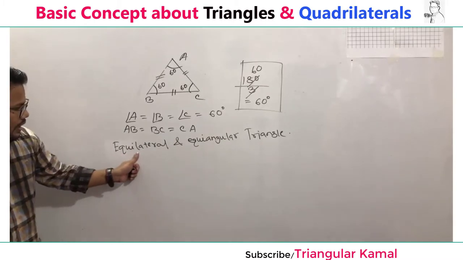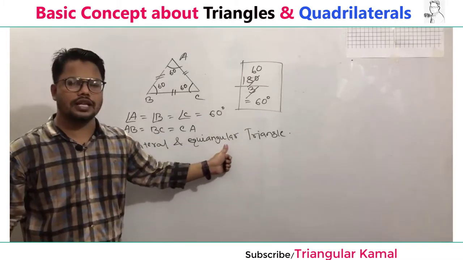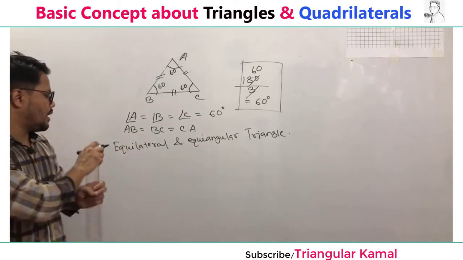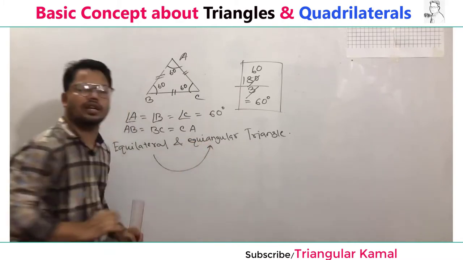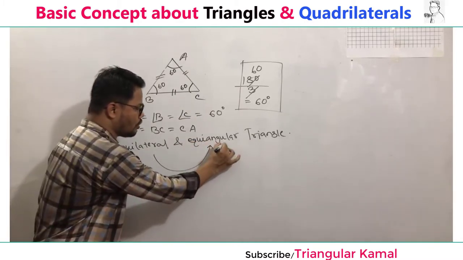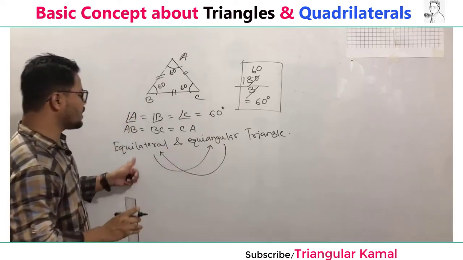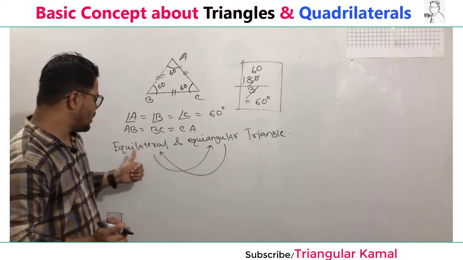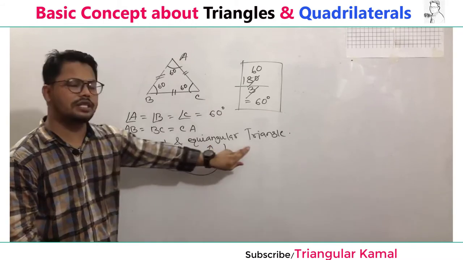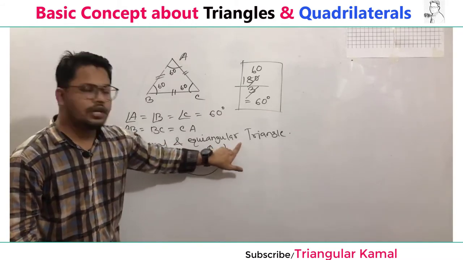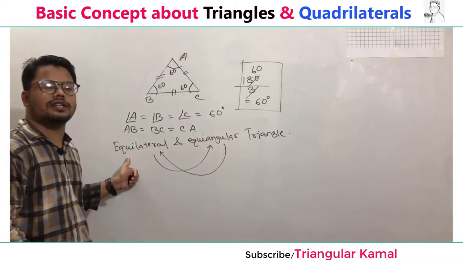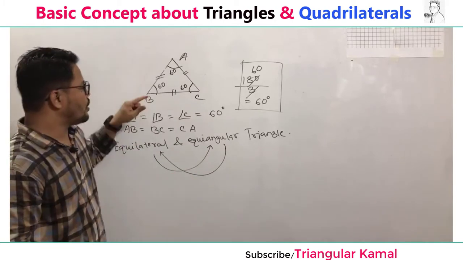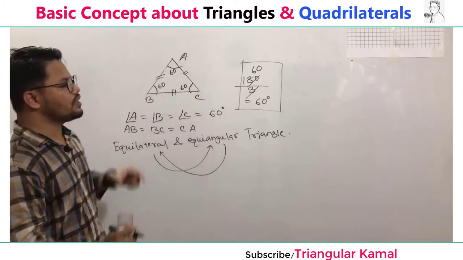So equilateral triangle and equiangular triangle both have the same meaning. If the three sides are equal, an equilateral triangle must be an equiangular triangle. And if the three angles are equal, then it will be an equilateral triangle. So they are connected to each other. An equilateral triangle must be equiangular, and again, an equiangular triangle must be equilateral, because when the three sides are equal, the three angles must be equal. When the three angles are equal, their opposite sides will be equal.